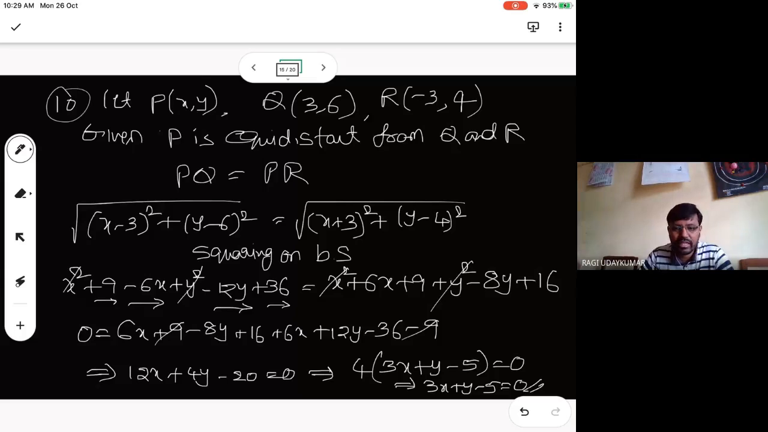So this is the relationship between x and y if the point is equidistant from the 2 points.